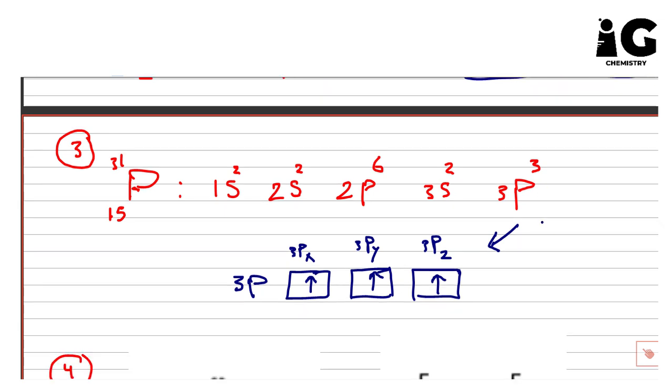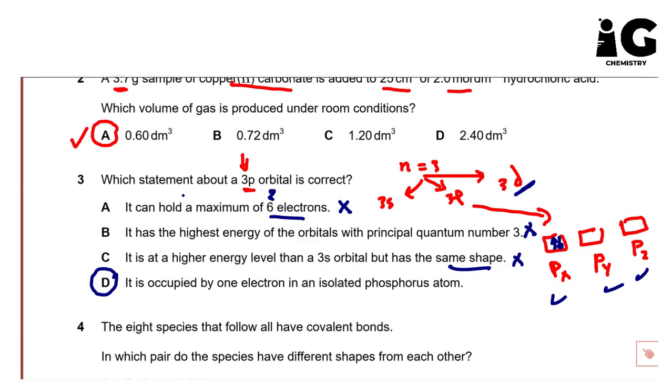And now let's derive these 3 orbitals for 3p3. It means we have 3px, it contains 1 electron, 3py, 1 electron, 3pz, 1 electron. So if we choose any orbital of them, any one contains 1 electron. So that's why the last one is okay. It's occupied by 1 electron in an isolated phosphorus atom.